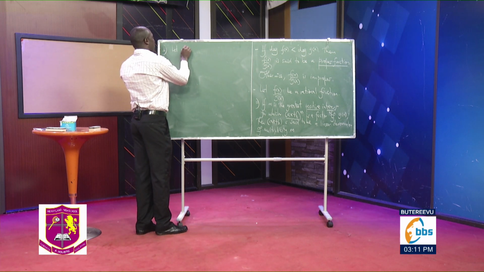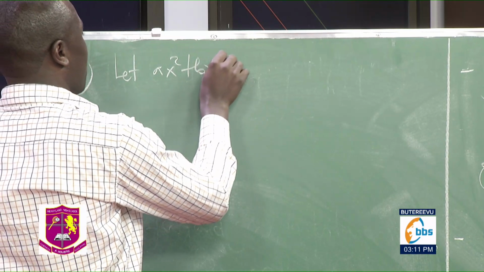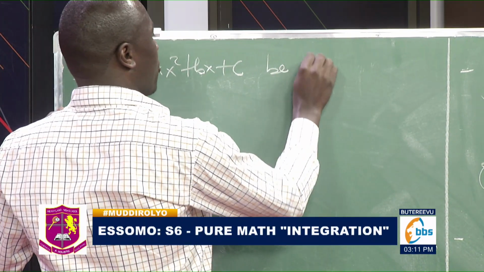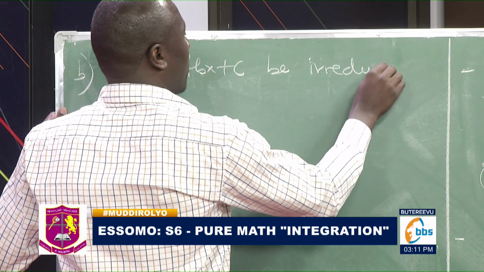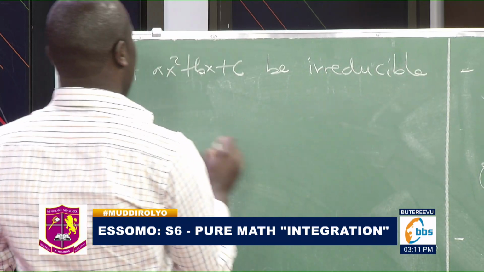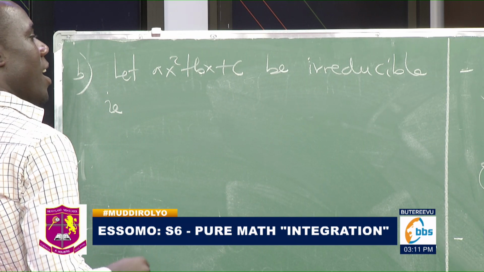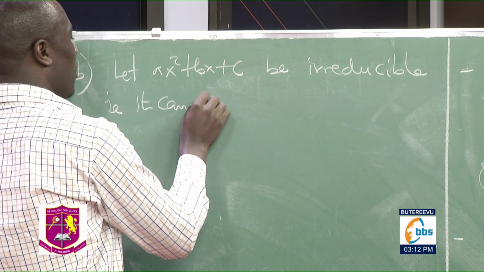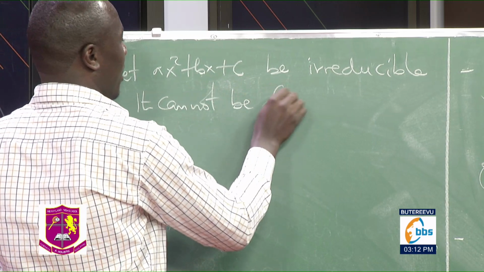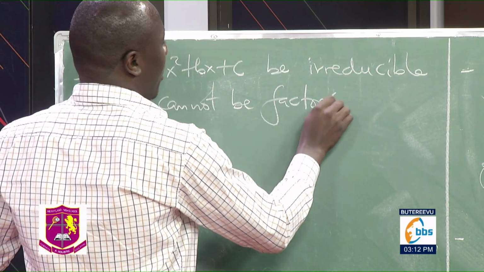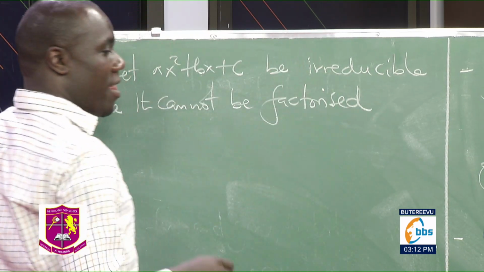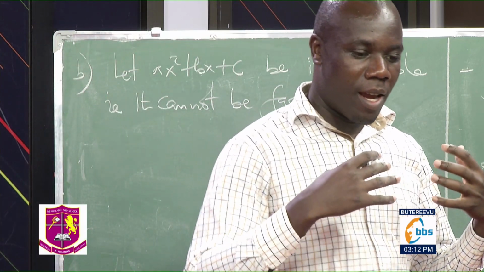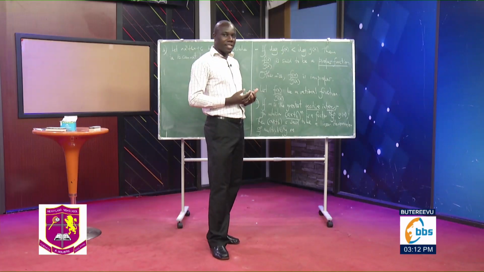Let ax squared plus bx plus c be irreducible. That is, it cannot be factorized. In other words, you cannot decompose it to a product of linear factors.